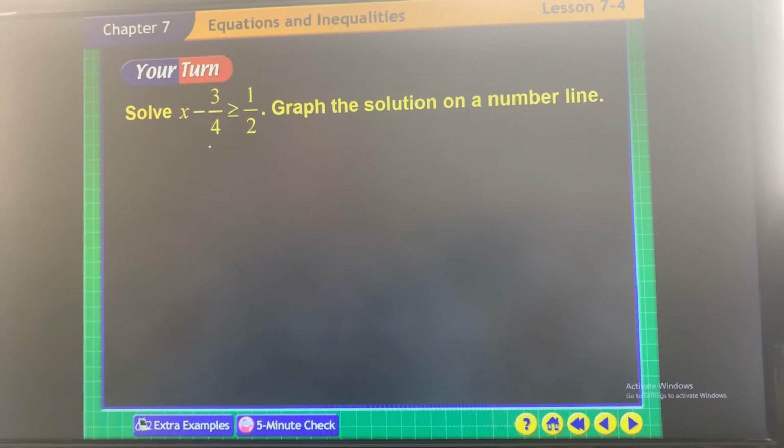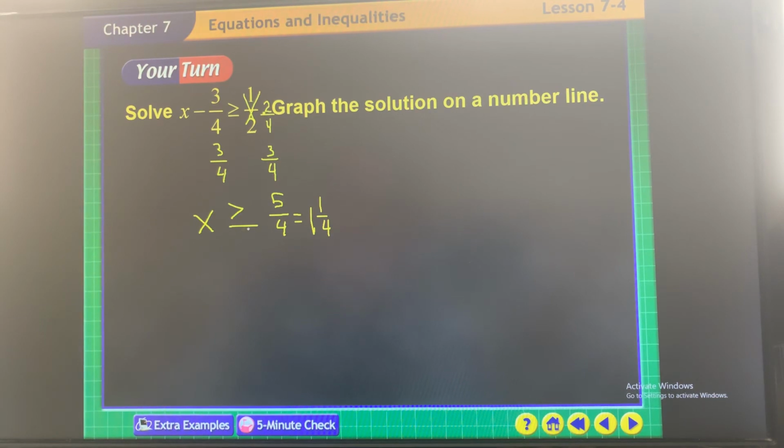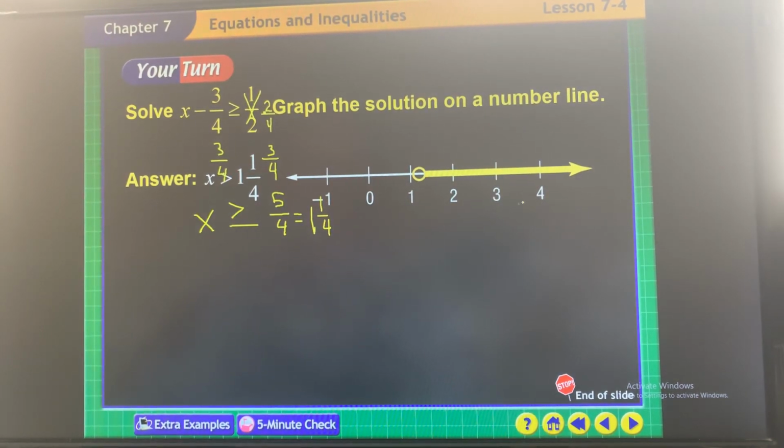This one, remember how I taught you to do fractions? You need to have common denominators, so you need to rewrite this with 4 in the denominator and 2 in the numerator. Then you can go ahead and add 3/4 to both sides. So X is every value greater than or equal to 5/4, which is equal to 1 1/4. So I'll color it in because it's including, and I will head to the right when I graph it. Right there.